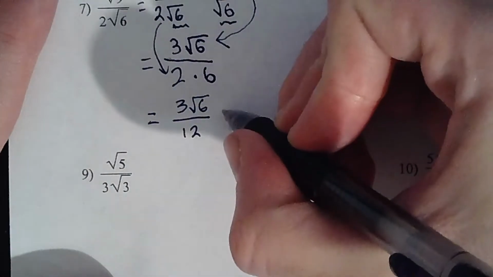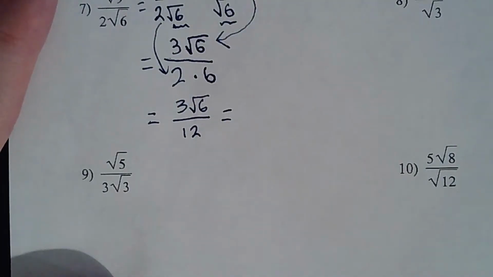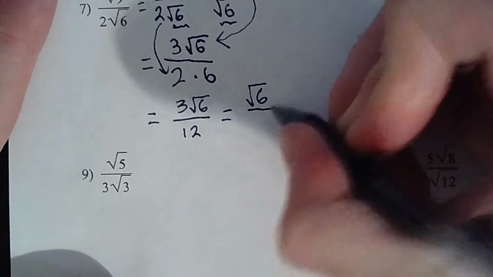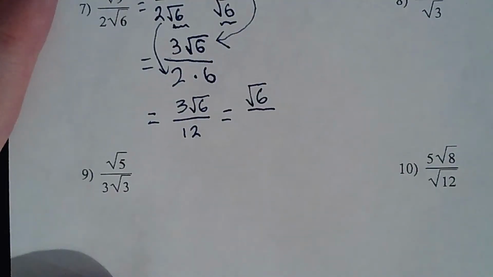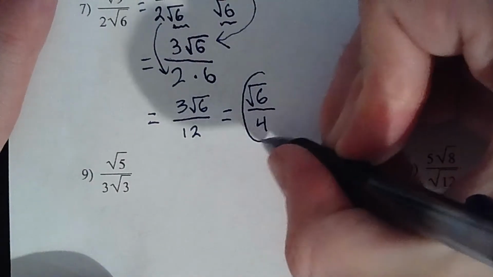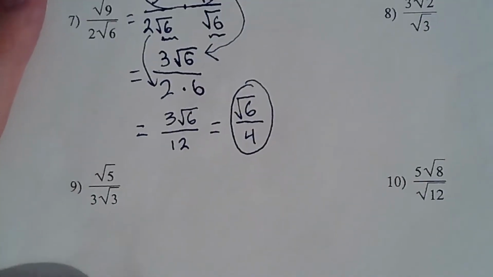Now, our last step, the 3 and the 12. Both of those numbers can divide by 3, so we reduce. 3 divided by 3 is 1. I don't need to write it. And 12 divided by 3 is 4. I have finished the question. Let's move on to number 8.